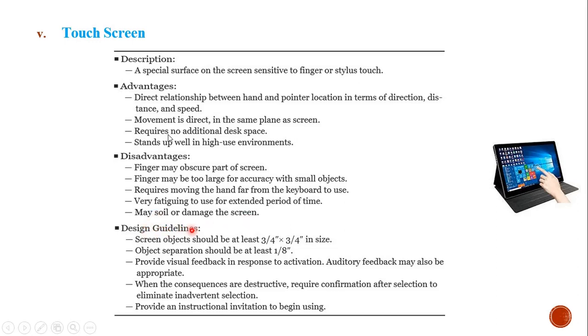There are certain design guidelines while having this kind of touch screens. Screen object should be at least 3 by 4 inches into 3 by 4 inches in size. Okay, and next, object separation should be at least 1 by 8 inches. Provide visual feedback in response to activation. So there should be a visual feedback.